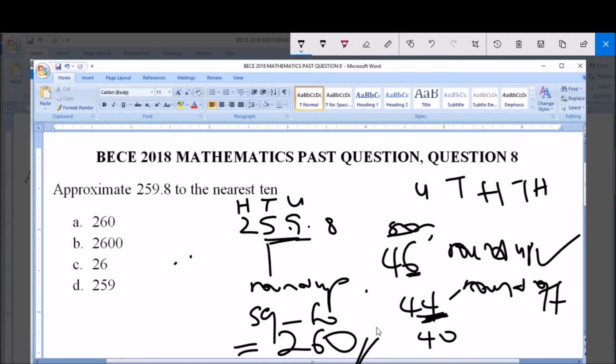The answer is 260. Now let's check our options. Which of these options correspond to our answer? A says 260, which is very correct. B says 2600. No, we're not doing thousands here. It's wrong. C says 26, wrong. And D says 259, wrong. So our answer is A, 260.